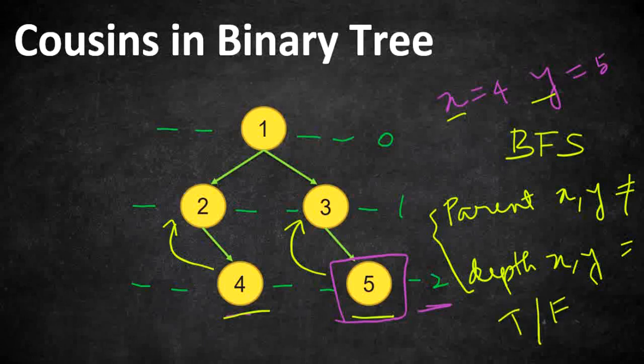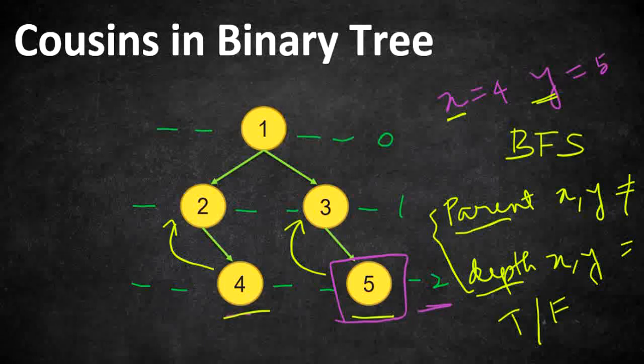So yes, we have solved enough BFS problems, so I'm not going to explain how the algorithm actually works. You can use either the iterative BFS technique or a recursive BFS technique to find both the parent and depth of the given nodes x and y. After finding the values, it is easy to compare. The parent should not be equal and the depth should be equal, and based on the result we can return true or false.